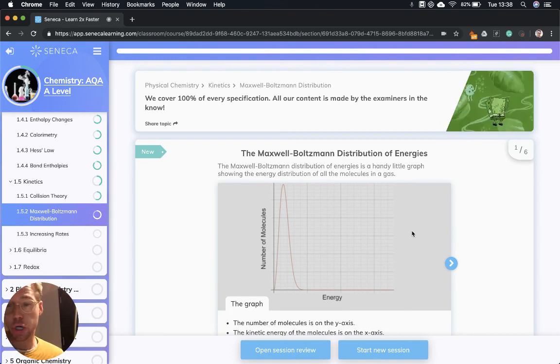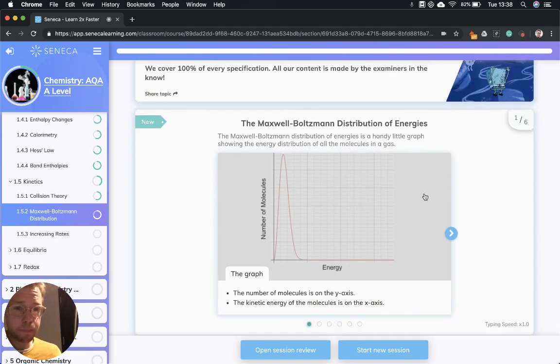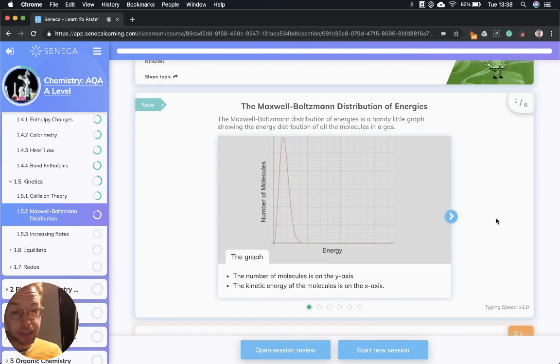And in this episode, we are going to look at the Maxwell-Boltzmann distribution of energies. Okay, so let's dive in. What is this elusive Maxwell-Boltzmann distribution? Well, basically, it's a handy little graph that shows the energy distribution of all the molecules in a gas.